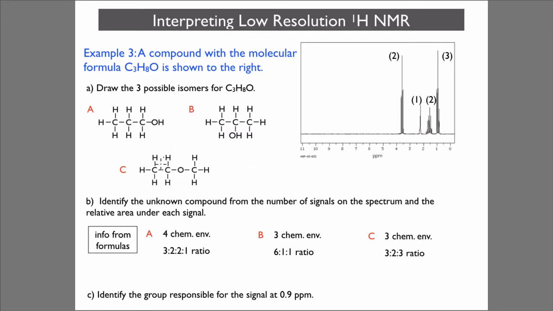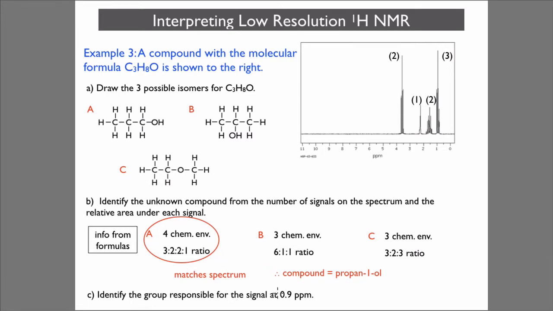And finally, here we've got the methyl group, the CH2 and another methyl group attached directly to the oxygen. And that's a 3-2-3 ratio. And we can see that immediately 3-2-2-1 must be the correct one. So A matches the spectrum, and so we can confirm that it's propan-1-ol.